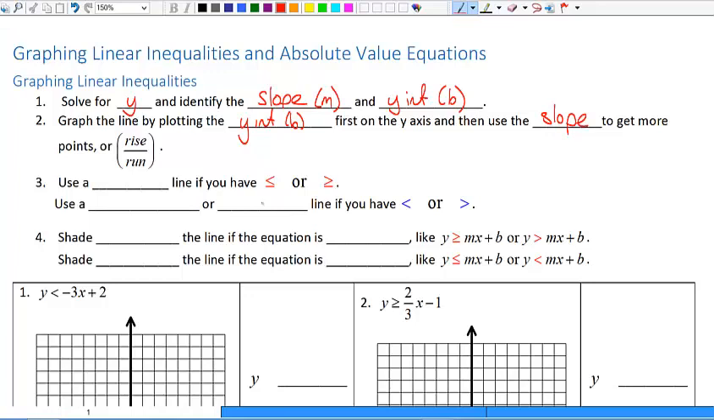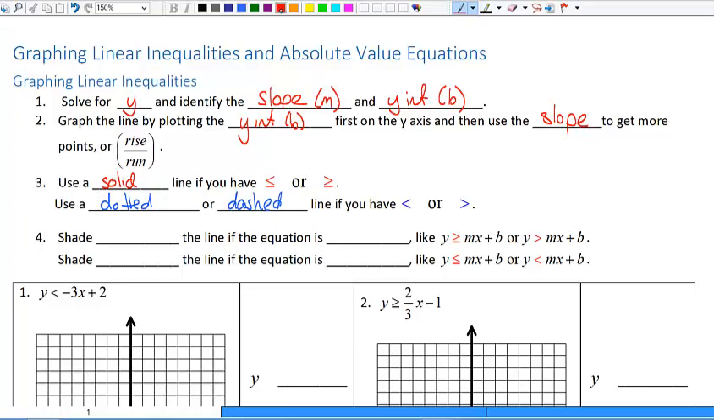If you have a less than or equal to sign or a greater than or equal to sign, you're going to have a solid line. If you have a strictly less than or a strictly greater than without the little line underneath it, you're going to have a dotted or dashed line, however you want to say it.